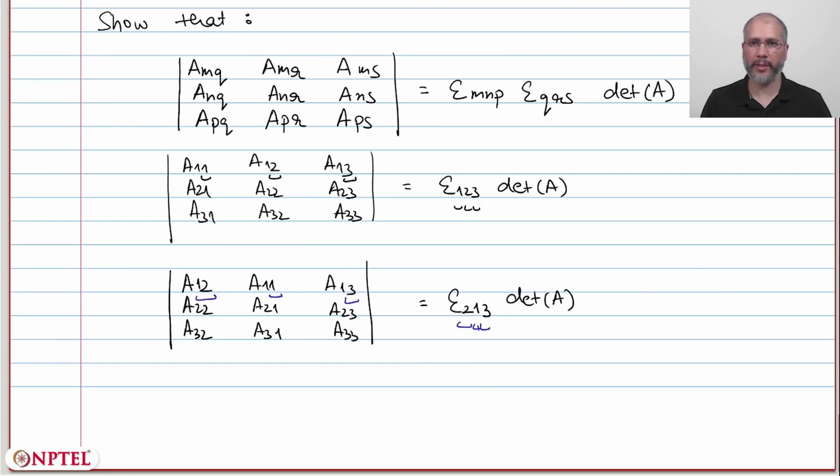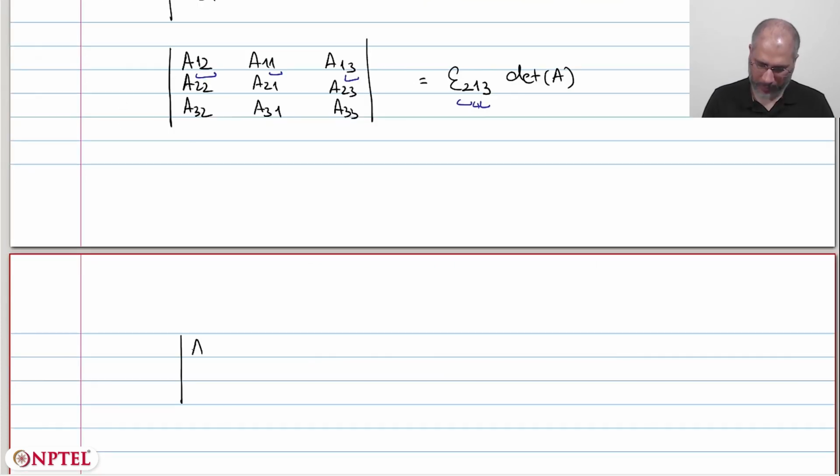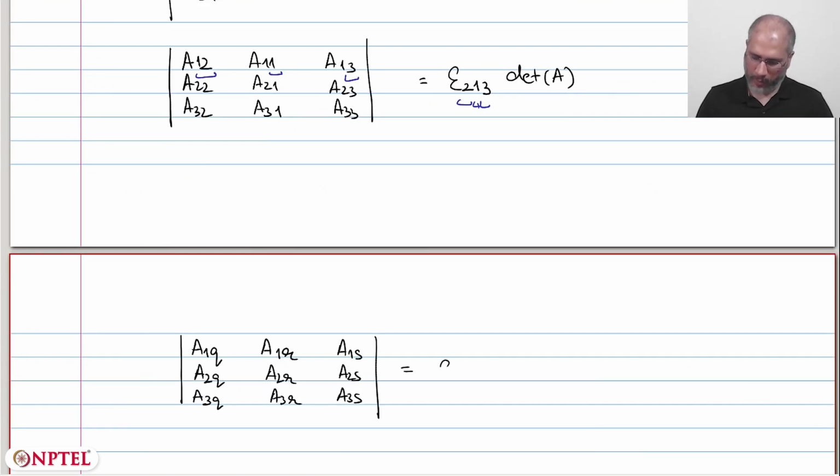But we are seeing a pattern here. I can, in fact, replace this 2, 1, 3, or 1, 2, 3, whatever you want to call it, with arbitrary indices. In this case, we'll call them Q, R, and S. So let's do that. We'll write a1q, a1r, and a1s, and so on. So this is equal to epsilon qrs times determinant of A.